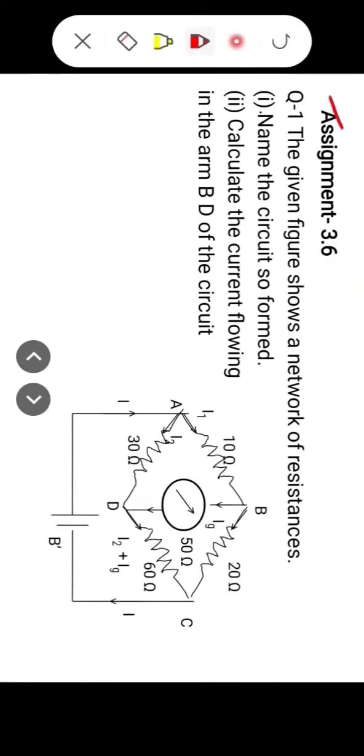Now assignment 3.6, question number 1. The given figure shows a network of resistances. Name the circuit so formed. Second, calculate the current flowing in the arm BD of the circuit. So you look at the circuit, you have to find out the current through the arm BD. You use Kirchhoff's laws, and then using respective sign conventions you write equations and find out the value of current flowing through branch BD.